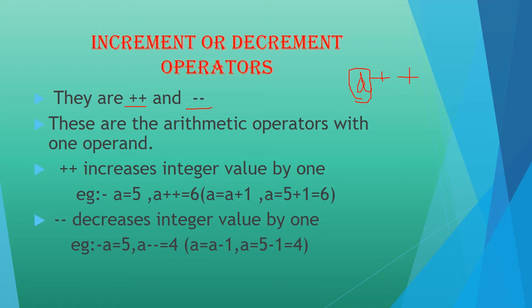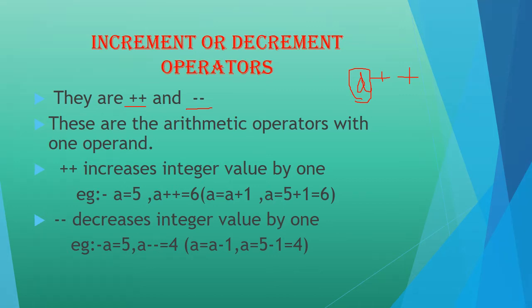So I'll write what is increasing and what is decreasing. Example I have written here, a equal to 5, a plus plus gives 6. How is it becoming that? Because a is equal to a plus 1, increasing it by 1. So we just write a plus plus, which means we will be adding 1 to a. That's the way we write it. Same like minus minus means it will be decreasing one value from it. So a equal to 5, a minus minus will give us 4, one value minus.